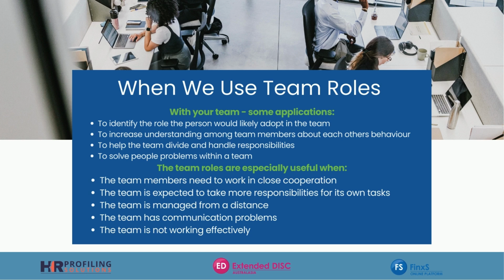The team is expected to take more responsibility for its own tasks, which is a big one. Especially as a team evolves through the different stages, storming, norming, etc., they get to a point where they need to take a lot more responsibility, and it's not necessarily always from the leadership. The team is managed from a distance. This is another one. The team has communication problems that you need to work out, or the team is not working effectively in some ways. So this is when team roles can be very effective to use and analyse, really.